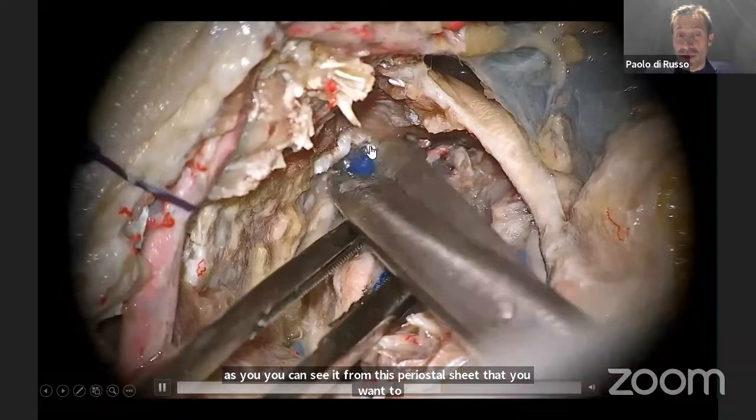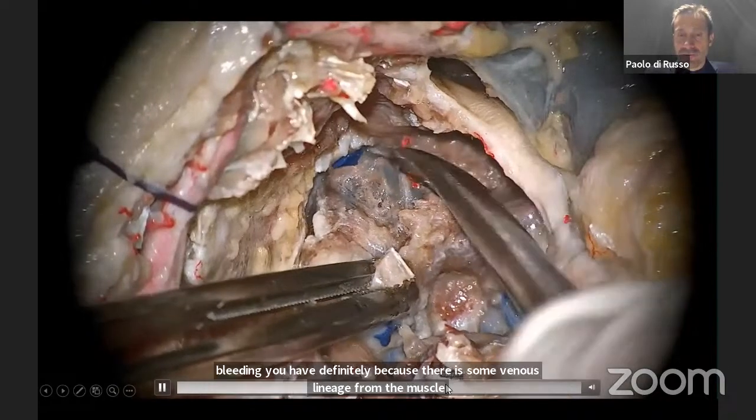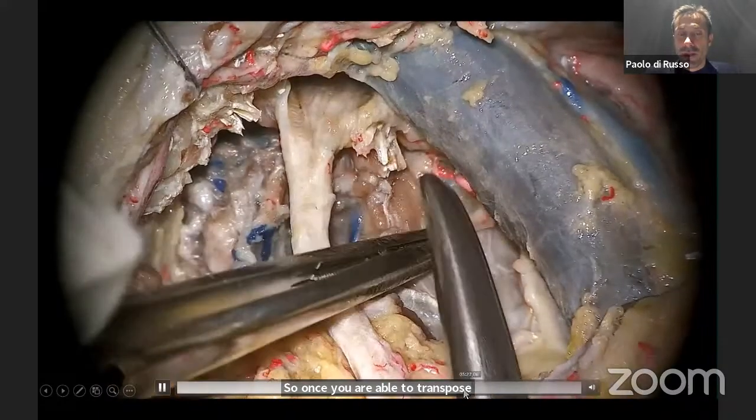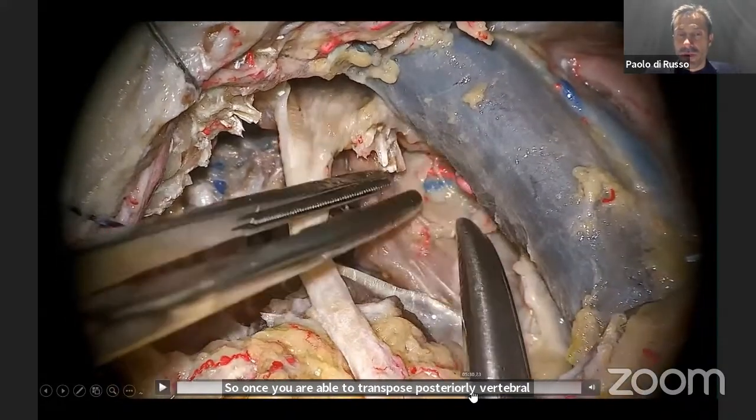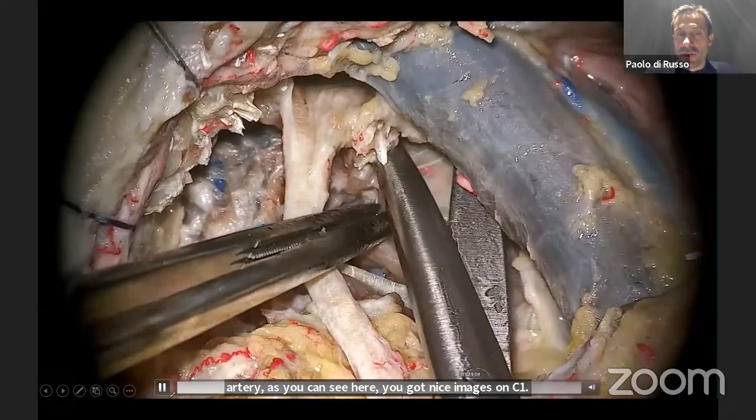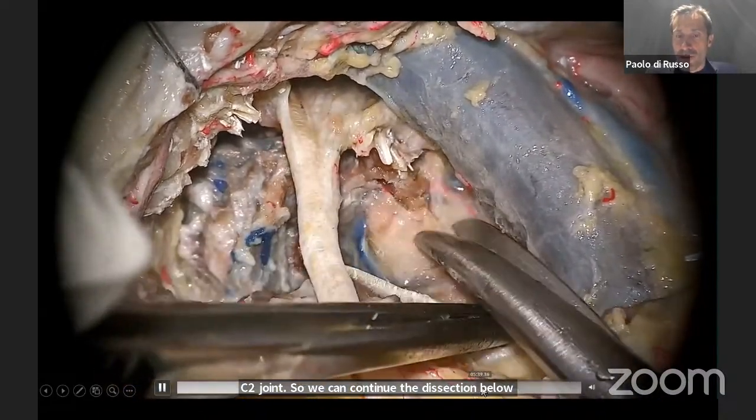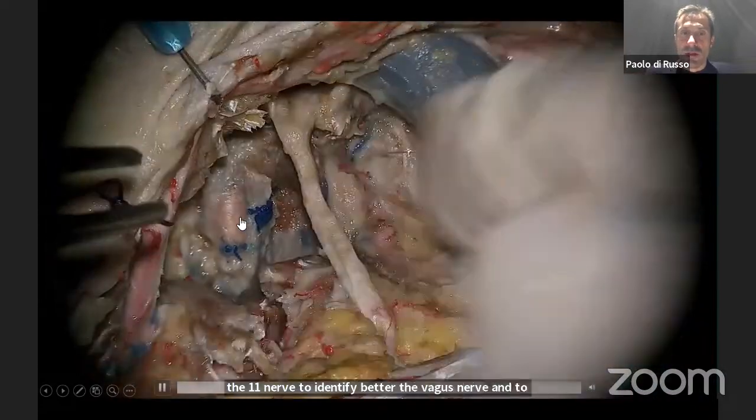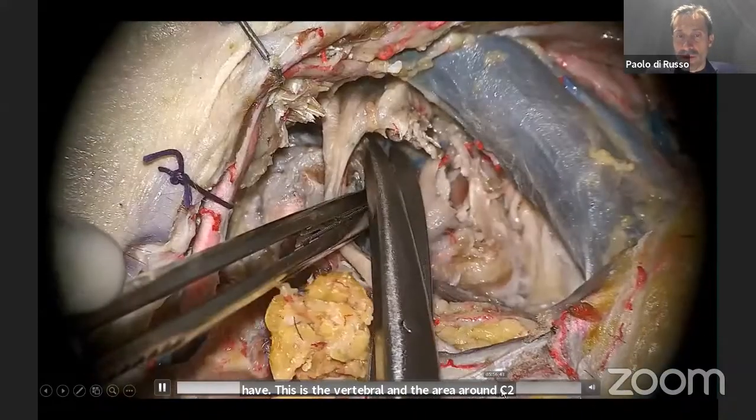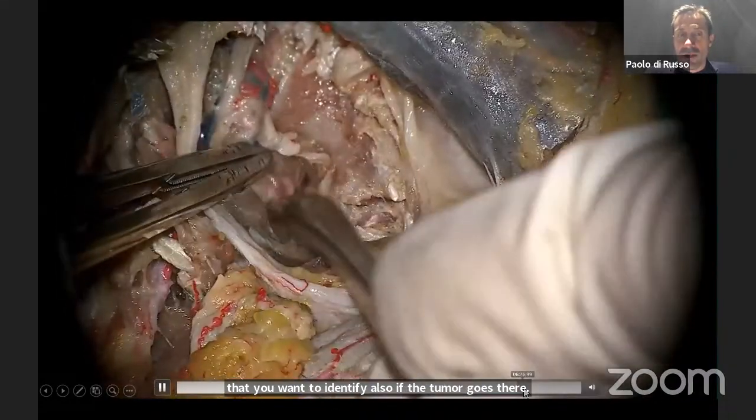Some bleeding you definitely have, because there is some venous drainage from the muscle in that area. Once you are able to transpose the vertebral artery posteriorly, as you can see here, you get nice images of the C1-C2 joint. We can continue the dissection below the 11th nerve to identify better the vagus nerve and to dissect the muscle. This is the view that you have. This is the area around C2 that you want to identify also if the tumor goes there. The vertebral artery is more or less already transposed.